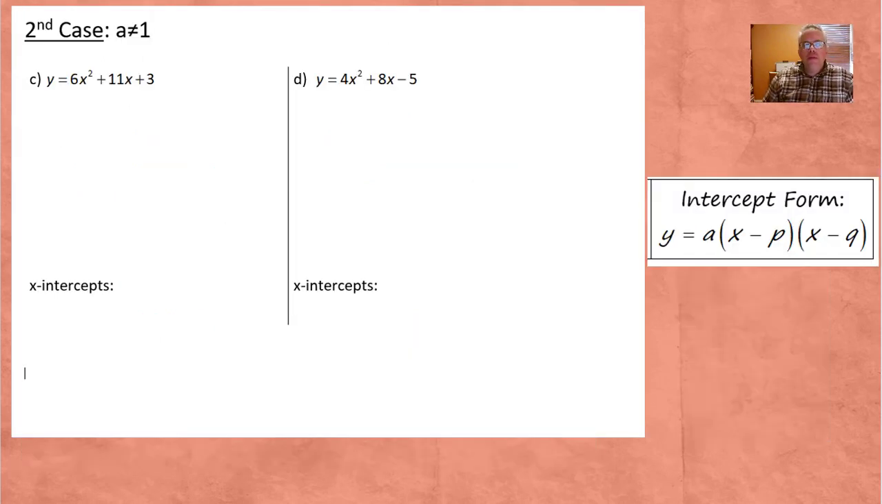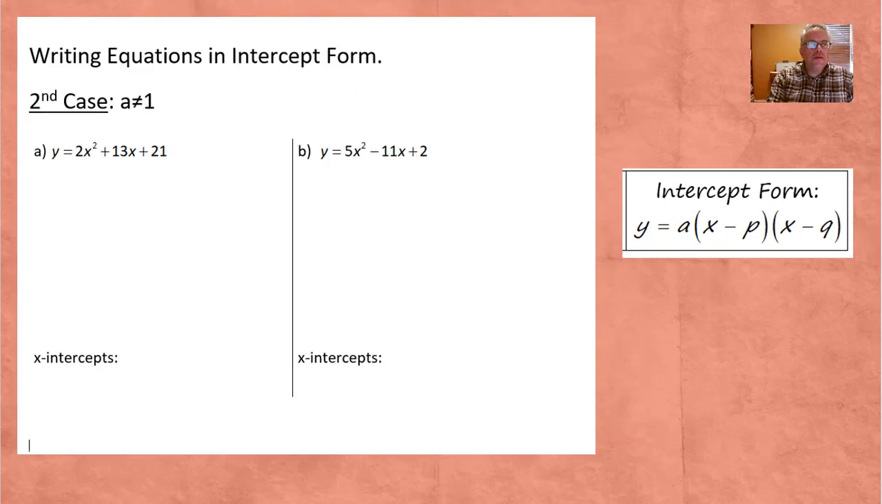All right, the second case is when a is not equal to 1. This means the right-hand side is a non-monic trinomial. Those are always a bigger pain. All right. Here on this first one, we have a equals 2. Okay. Well, at least I know how it starts. There's only one way to do that, and that is to put 2x and x here.